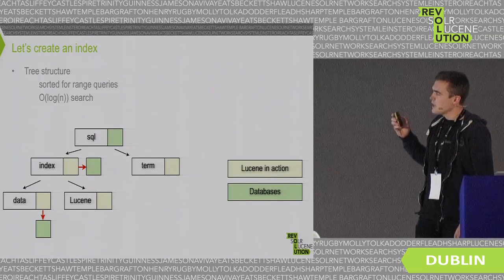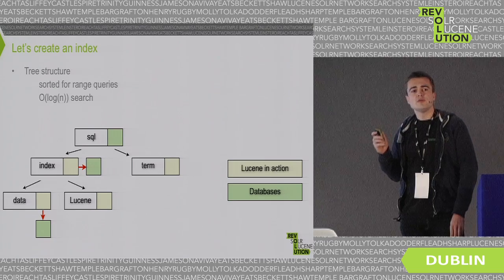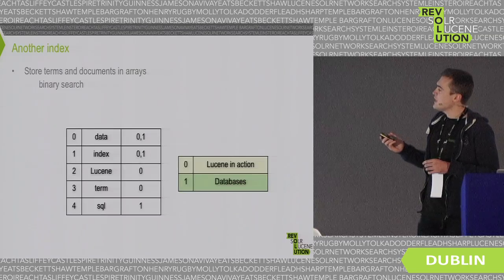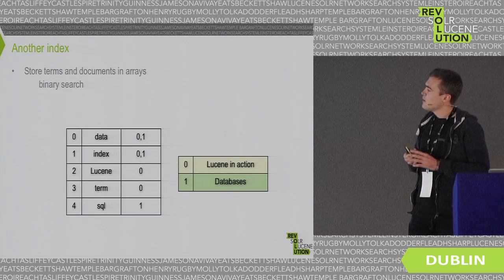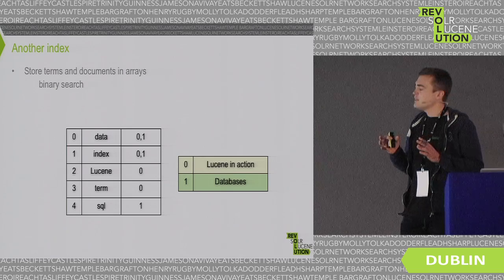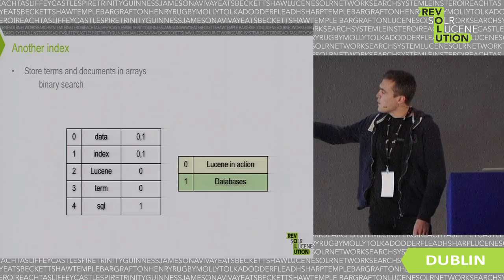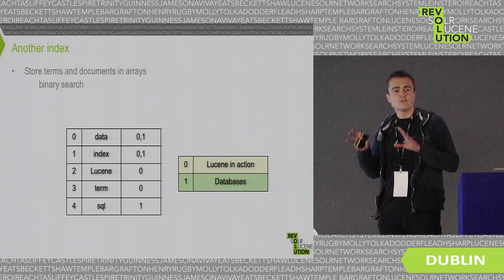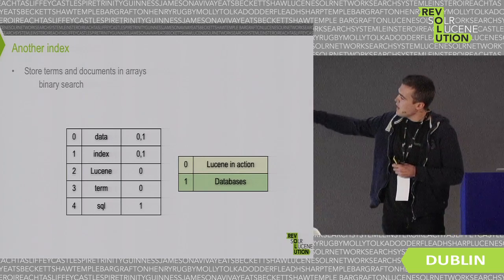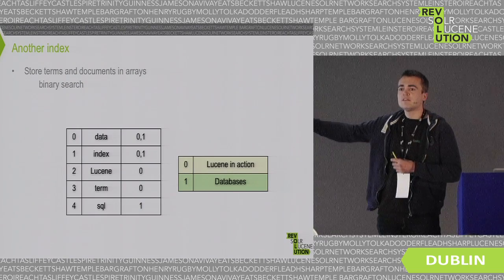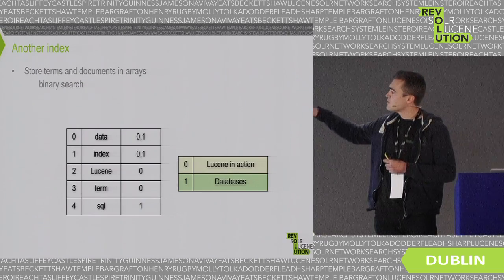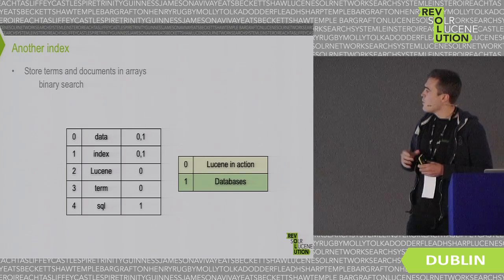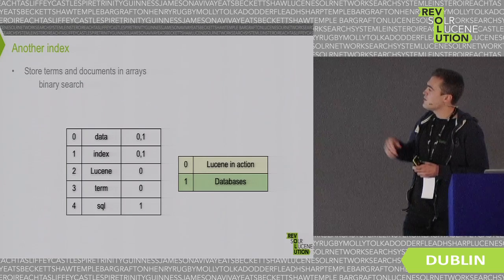Here we just tried to use a tree in order to have our content sorted, but there is another way to do that. It's to use arrays. So let's use arrays and keep them sorted. Once again, we have our 2 documents, which we are putting into an array. We are not sorting them, we are just putting them into an array. And we are using the index of the array as an identifier for these documents. So in that example, Lucene in Action gets doc ID 0, while databases gets 1 as a doc ID.